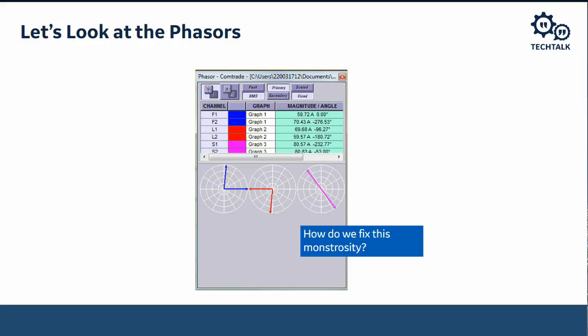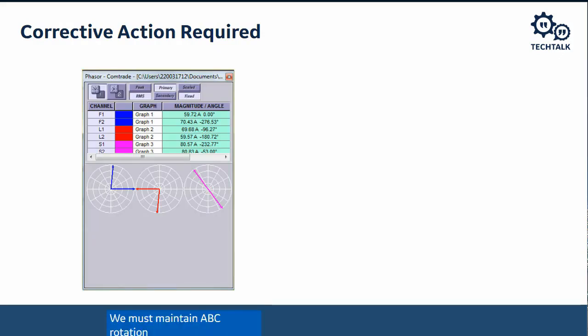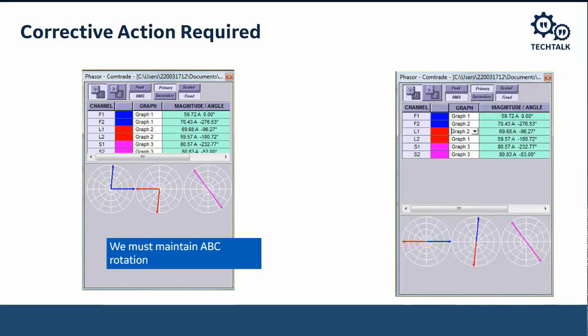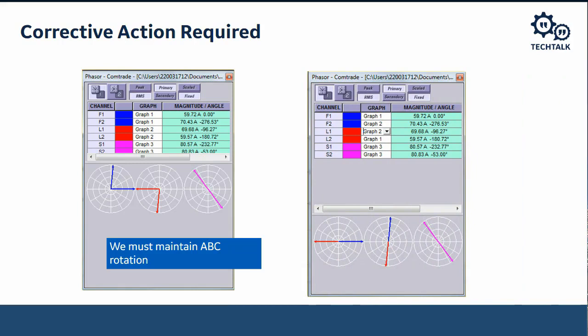So, corrective action here, you got to maintain ABC rotation, right? So that means the blue that's sitting at 0 degrees looks sort of correct, right? So that means we're going to have to take the red phaser that's sitting at 180 degrees, and it needs to be moved from the L module to the F.